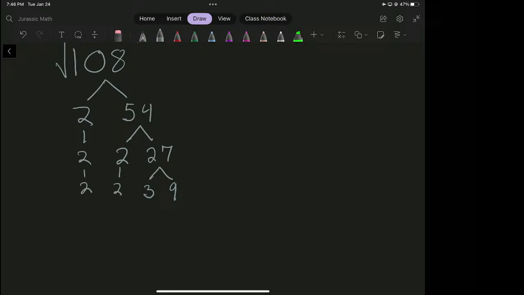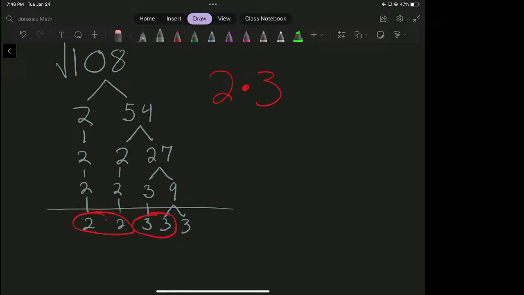Then bring down the other 2's. 9. That's 3 and 3. Bring down this 3. Bring down a 2. Bring down the 2 and draw a line. So since this is a square root, we are looking for pairs. We have a pair of 2's, so I write a 2. I have a pair of 3's, so I'm going to write a 3. And that's the end of my pairs. So the remaining stuff goes on the inside. Now I can just multiply 2 times 3, 6, square root of 3. And that's it.